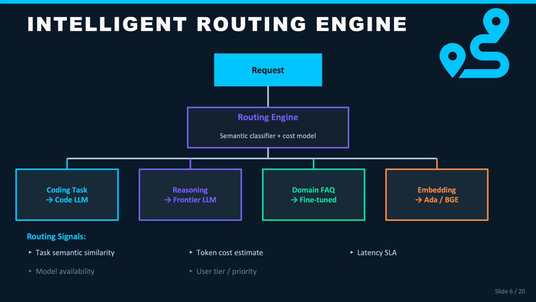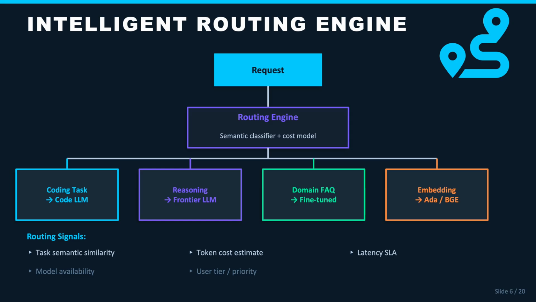Then, factoring in 5 routing signals: task semantic similarity, token cost estimate, latency, SLA for that user tier, model availability and health, and user priority level. It makes a dispatch decision in milliseconds.